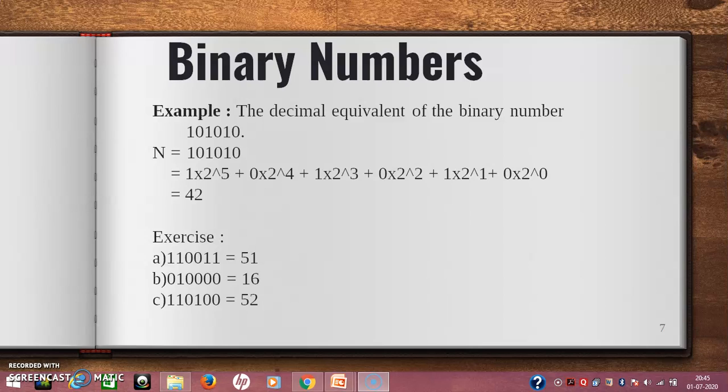Similarly, there is an exercise that has been solved for you. You can check with the example and try to find out if you got the correct answer.